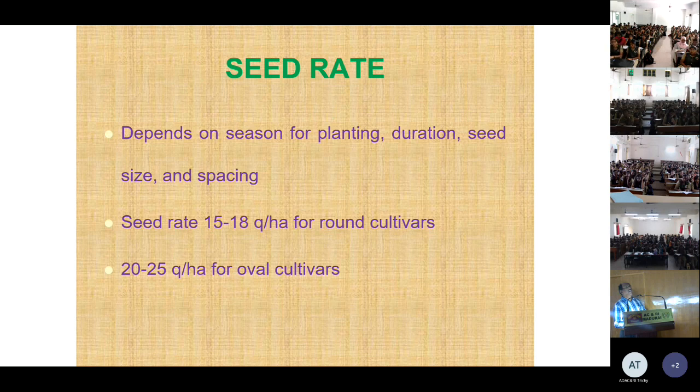Seed rate depends upon the planting duration as well as seed size. Normally 15 to 18 quintals for round cultivars, whereas 20 to 25 quintals per hectare for oval cultivars. Next.